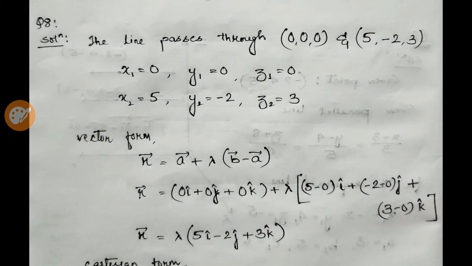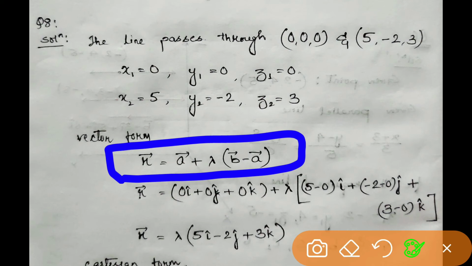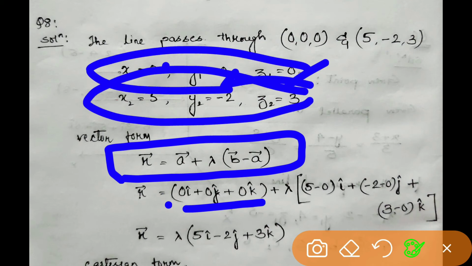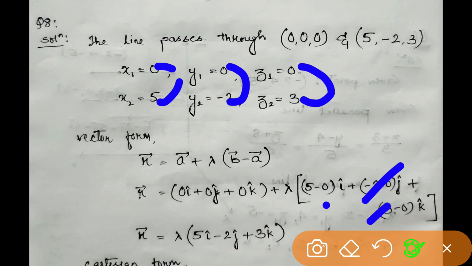Okay, so now we know our vector form is written like this. A is 0 i cap plus 0 j cap plus 0 k cap, which I have written here. B minus A: I'll get the B vector from here and the A vector from here. So what I have to do is 5 minus 0 i cap, minus 2 minus 0 j cap, 3 minus 0 k cap. So that is what I have done here. Now when you simplify, this part will go away, lambda times this will be remaining. So that is the vector form. Okay, don't confuse.